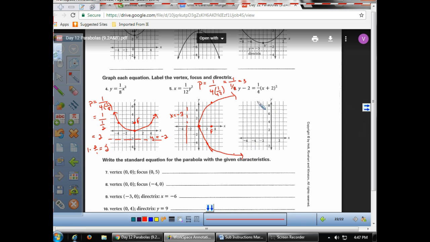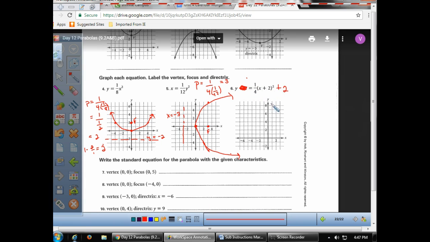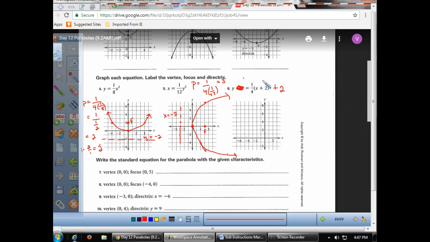Okay, so let's look at the next one. I have a little bit of work to do on this one. Let me erase this since you already know this is 3. I'm going to add the 2 to the other side because that's how we've learned this. So it's going to be y equals 1/4 times (x plus 2) squared plus 2. My vertex here is going to be negative 2, 2. There's my vertex.